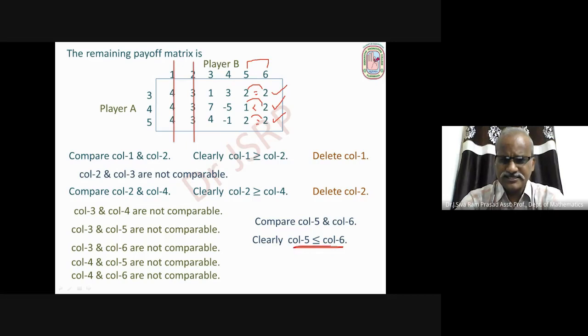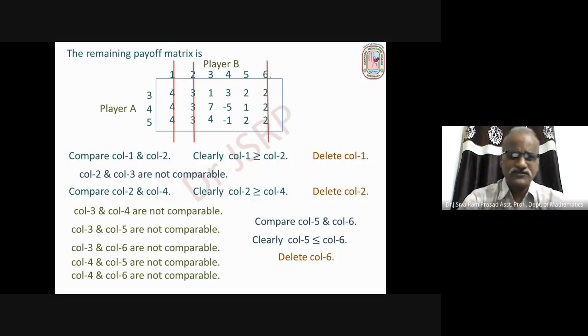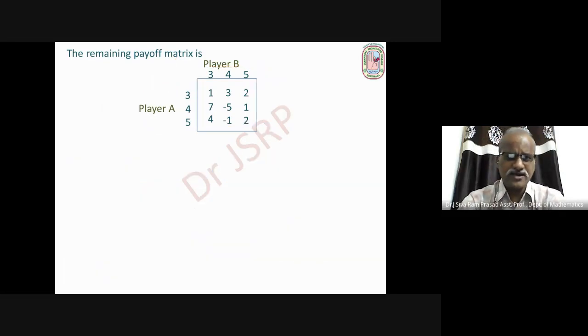In this inequality, what is the higher side? Column 6. So delete column 6 from the payoff matrix. Cross off column 6. That means for player B, the first strategy, second strategy, and sixth strategy are eliminated. So player B is also left with only 3 strategies. Therefore, the remaining payoff matrix is a 3 by 3 matrix. So we have reduced the 6 by 6 matrix to a 3 by 3 matrix.